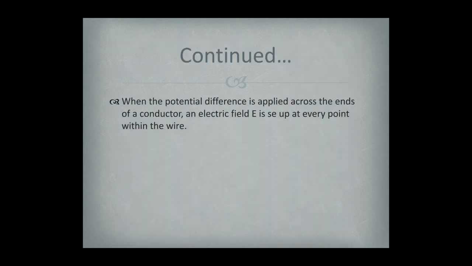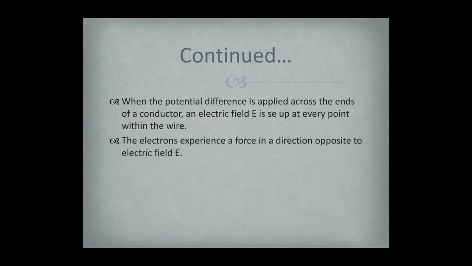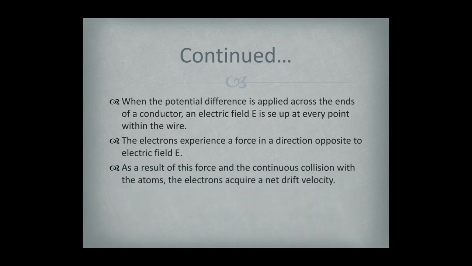When the potential difference is applied across the ends of a conductor, then what happens? It sets up an electric field E at every point within the wire. The electrons experience a force in a direction opposite to the direction of electric field E. As a result of this force and the continuous collision with the atoms, the electrons acquire a net velocity which is known as drift velocity.